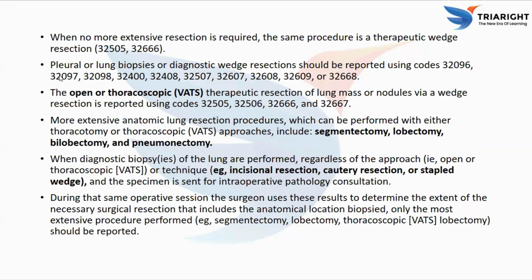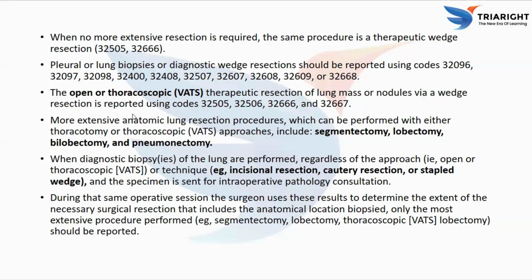And next, codes for lung or pleural biopsy or a diagnostic wedge resection. These are used when the goal is diagnosis only. So what are the common CPT codes listed here? 32096 for pleural biopsy, 32400 and 32408 for lung biopsy, 32507 for open diagnostic wedge resection, 32607, 32608, 32609 for thoracoscopic lung biopsy, whereas 32668 is for thoracoscopic diagnostic wedge resection.